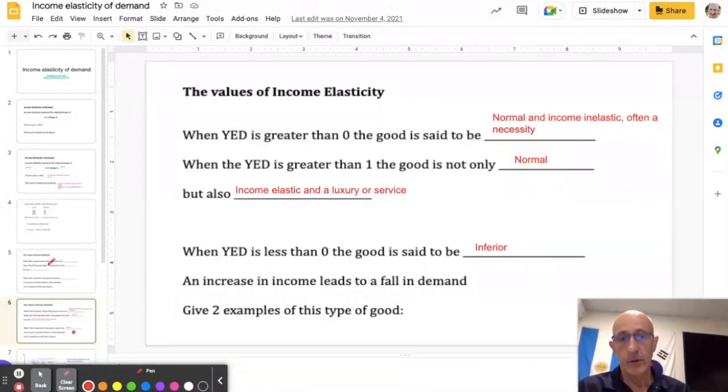And then if the YED is less than 0, so it's minus, the good is inferior. Here, if your income goes up, you buy less of it. That's why we need to know the sign. Is it a plus sign or a minus sign? Because it can tell us that. The definition of an inferior good is one where your income goes up and the demand goes down.